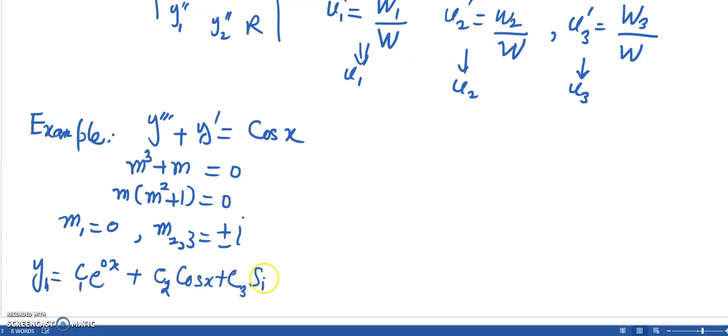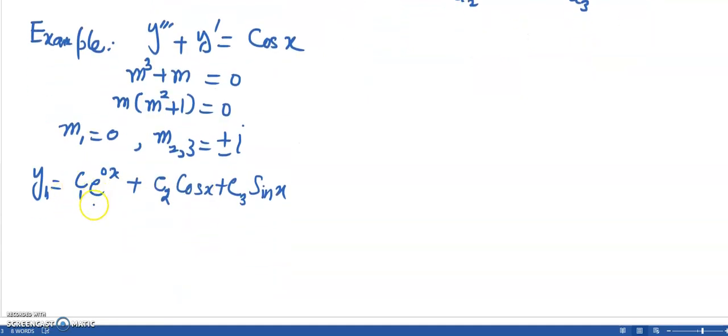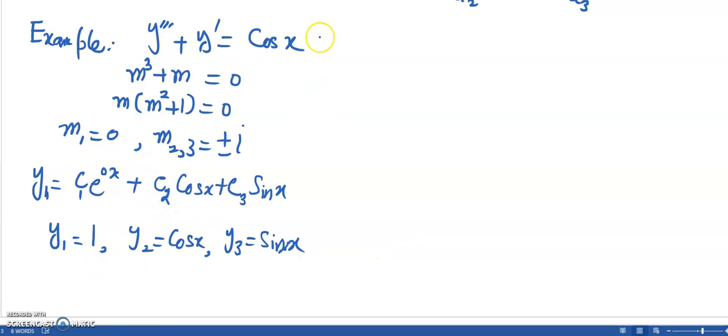C3 sine of x. Since this is e power 0x, it means that the y1 solution will be e power 0x, that is just 1, and then y2 will be cosine of x, y3 will be sine of x. Our next step now is to calculate the Wronskian.